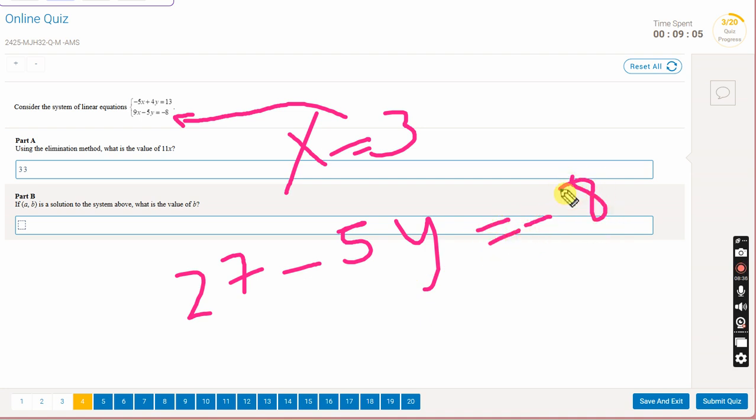You will take 27 to the other side. So 27 to the other side, what do you get? 27 plus 8, you get 35. 35 divided by minus 5, right? So it will become negative. So y is equal to minus 7. Okay. Be careful with the signs as well. You can sometimes miss that.